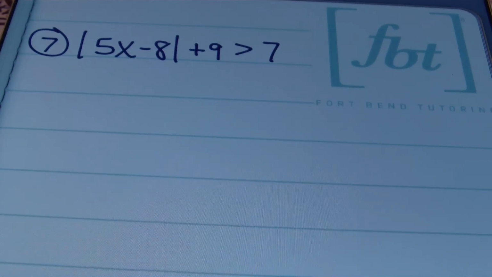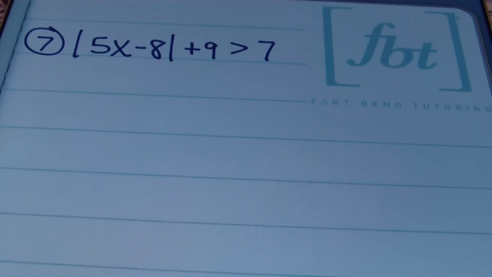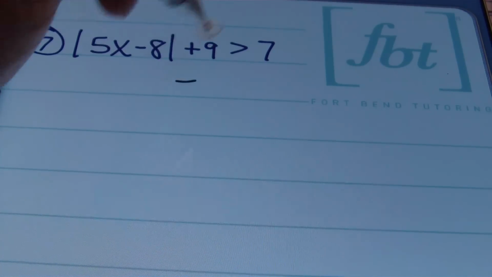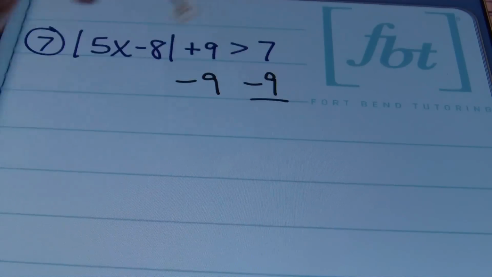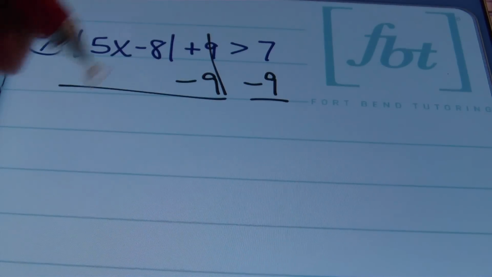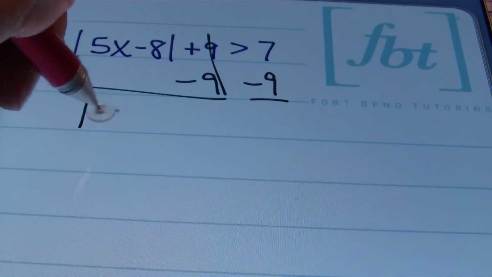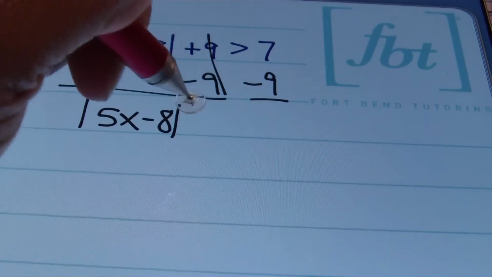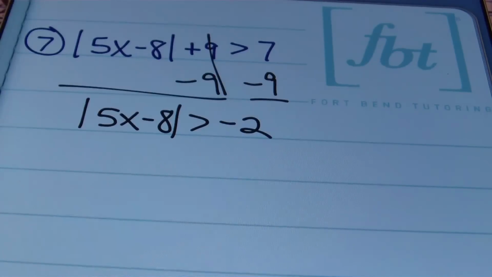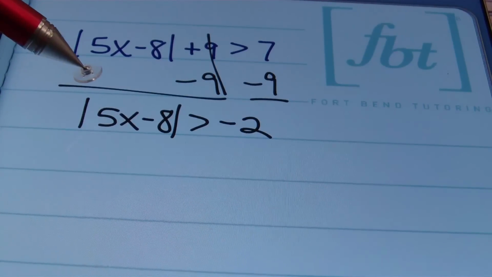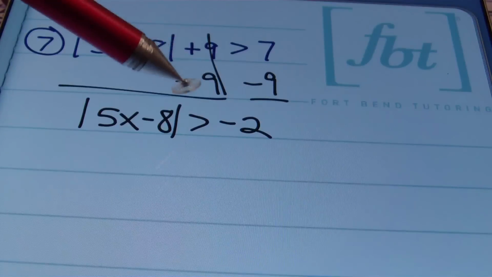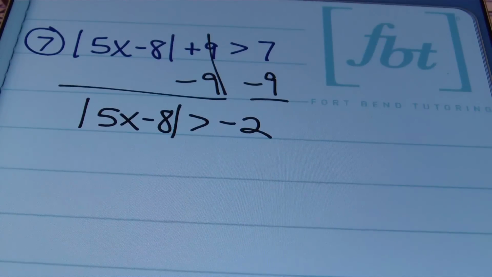All right. So in problem number 7, we have the absolute value of 5x minus 8 plus 9 is greater than 7. Your first step is to isolate the absolute value symbol. So that means that I'm going to subtract 9 from both sides of this inequality. The 9s will cancel out. I'll bring down the absolute value of 5x minus 8 is greater than negative 2. So now that our absolute value has been isolated, we're going to determine if this problem is possible.